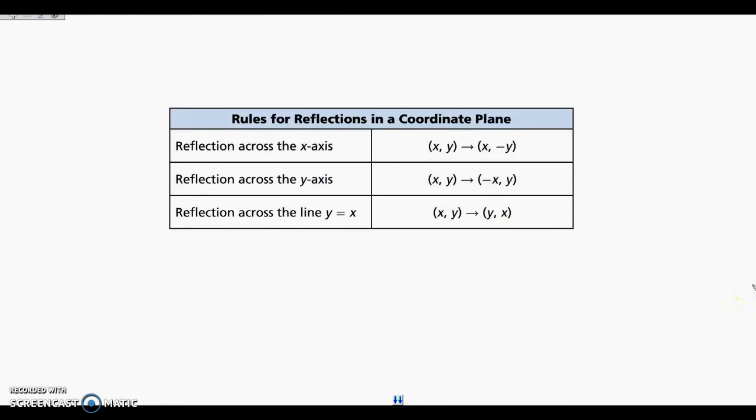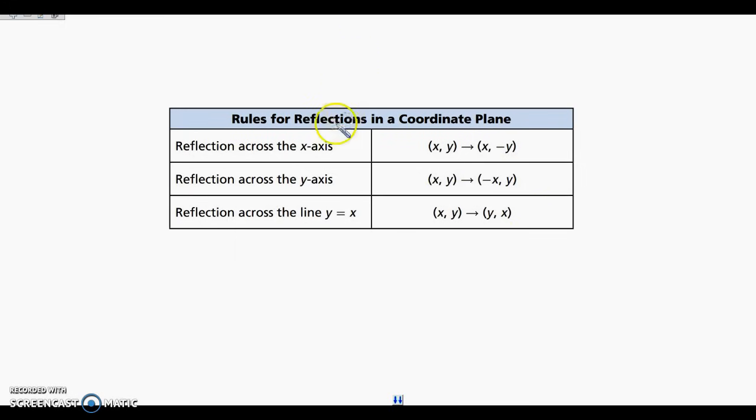Okay, when we are reflecting in the coordinate plane, we have several rules for reflection. It will be very helpful if you can memorize these. Actually, you're going to have to memorize these. You're going to have to know what these are because there are going to be times I'm going to ask you for the rule.